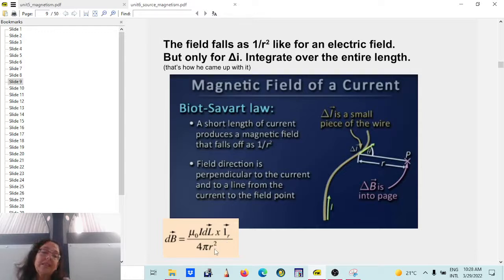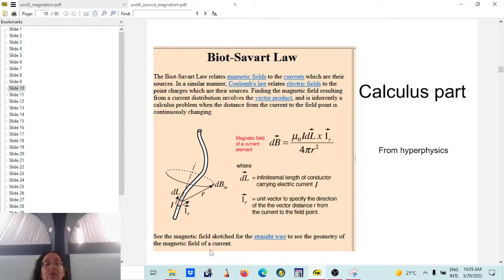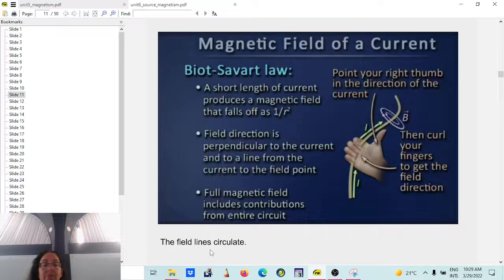And interestingly, it's 1/r², so it's an inverse square law. Could be a conceptual question, right? Biot-Savart is an inverse square law, very much like the electric field from the beginning of the semester. Remember that the electric field was falling as the distance squared, so you have the 1/r². However, when you integrate, the magnetic field will be 1/r, because if you take the integral of 1/r², you get 1/r. So it's a calculus part.